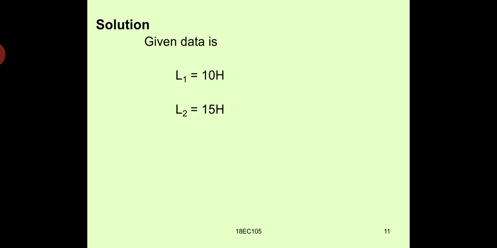As per our derivation, 1 by Lp equals 1 by L1 plus 1 by L2. So the parallel equivalent will be L1 plus L2 divided by L1 into L2. So it is 1 by 10 plus 1 by 15, which gives 15 plus 10 divided by 15 into 10, that is 25 by 150... that's all, 30, so it will be 6. So the parallel combination gives us an equivalent inductance of 6 henries.